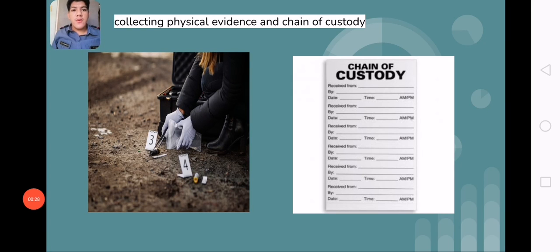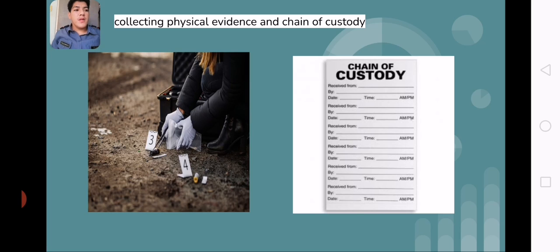First is how to collect physical evidence and chain of custody. There are 5 steps in collecting evidence. First, document and photograph the evidence, and then properly secure the evidence by placing it in a proper bag or envelope. And third, close, seal, or tape the paper bag or envelope.